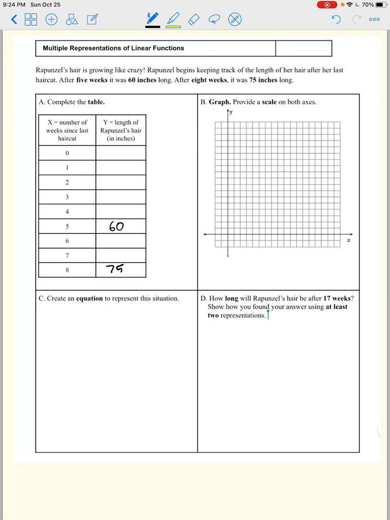Well, there's a couple different ways you could do this. You don't have to start with the table. We could look at the graph first. We could look at the equation first. But if you want to look at the table first, you need to figure out what this growth is.